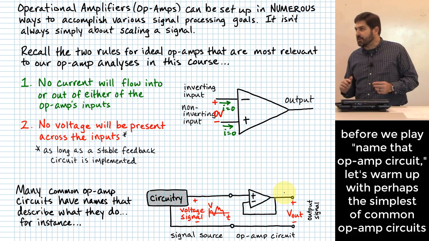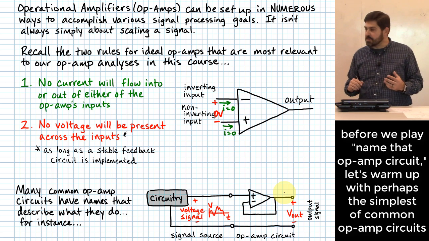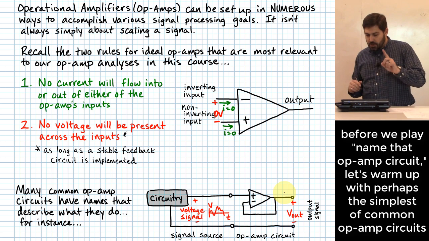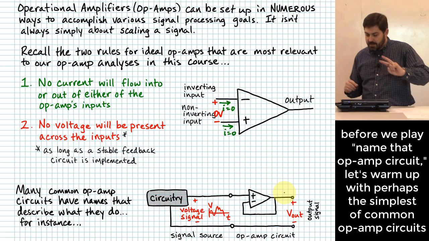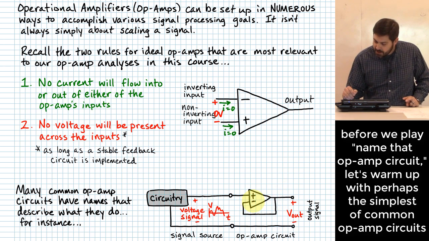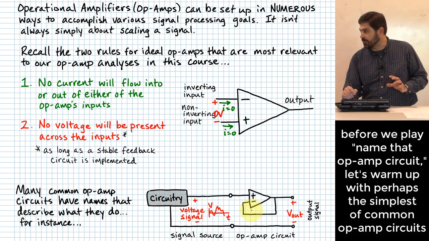Let's look at that op-amp circuit and try to determine what it does, using our rules. So no current on the inputs and no voltage across the inputs. What does that mean as far as the voltage at the inverting terminal of this circuit that I've got up here?